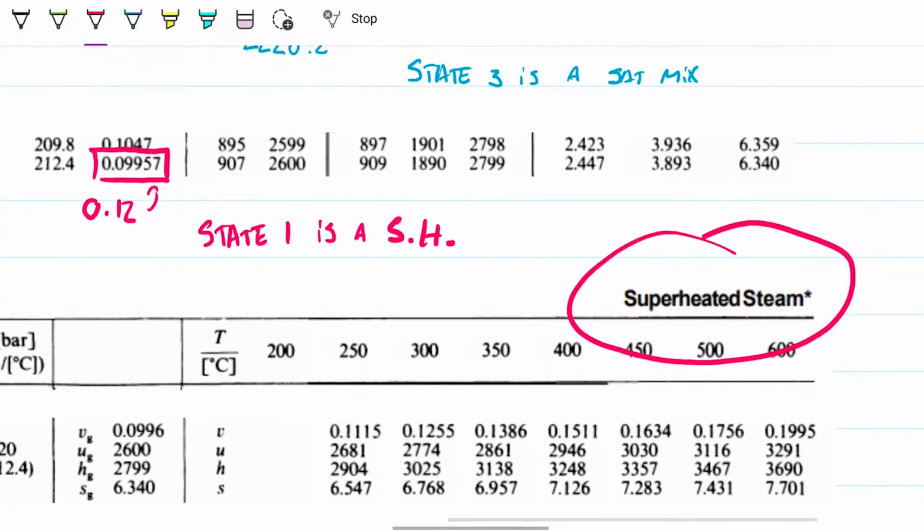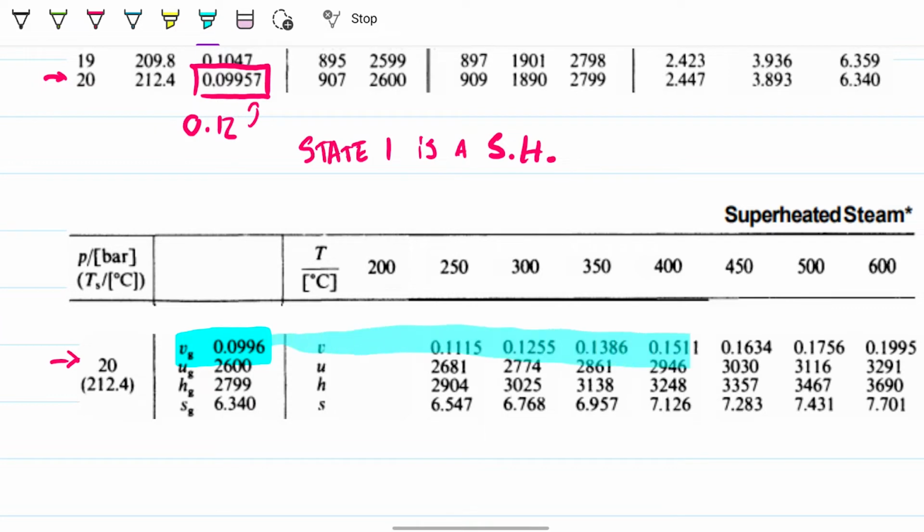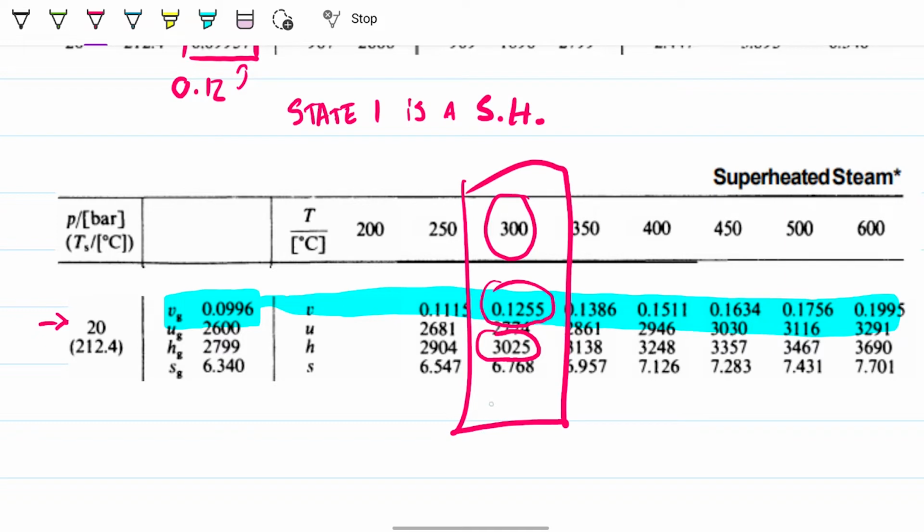I need to use a superheated steam table at 20 bar, or 2,000 kilopascals, and I need to look for a specific volume of 0.1255. If you look closely, you're going to note that we do have that value right here. Therefore, the temperature of state 1 is 300, and the enthalpy of state 1 is 3025. So this is my state 1.